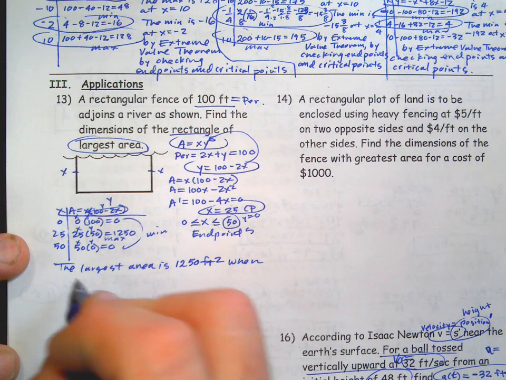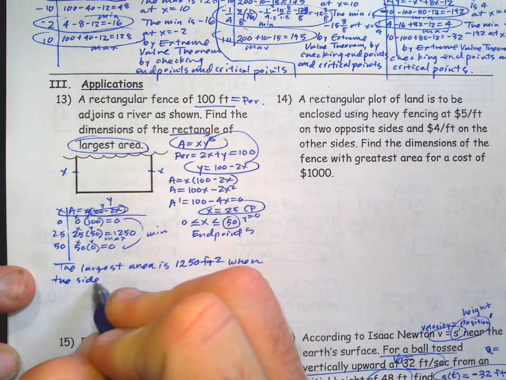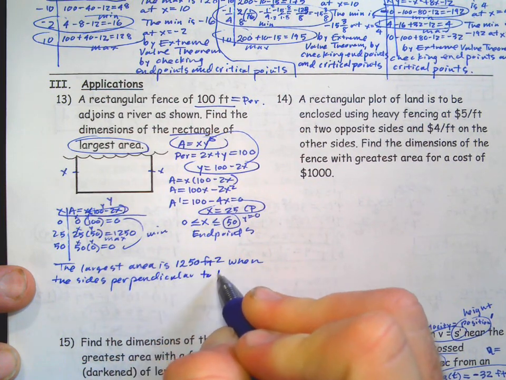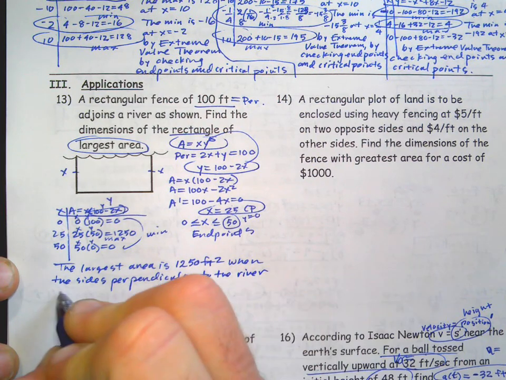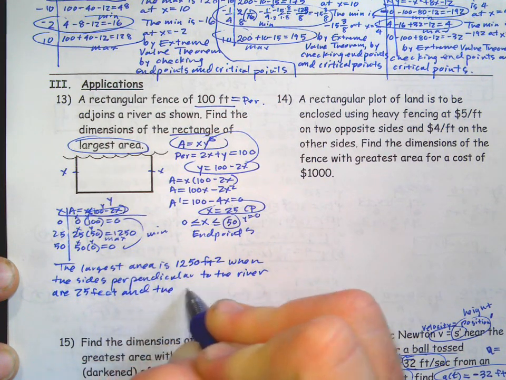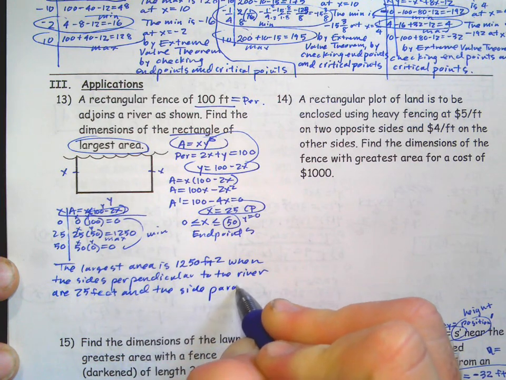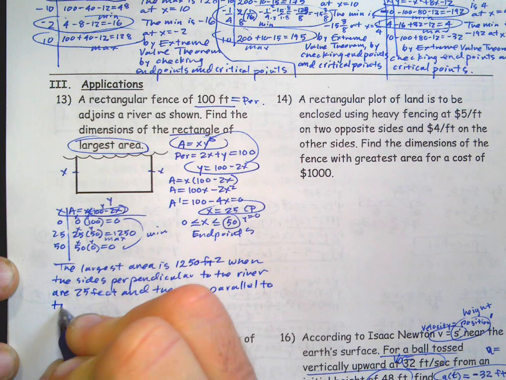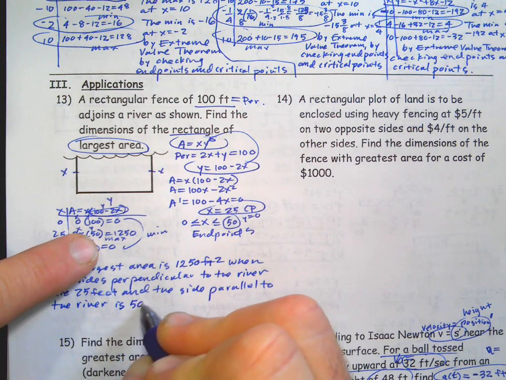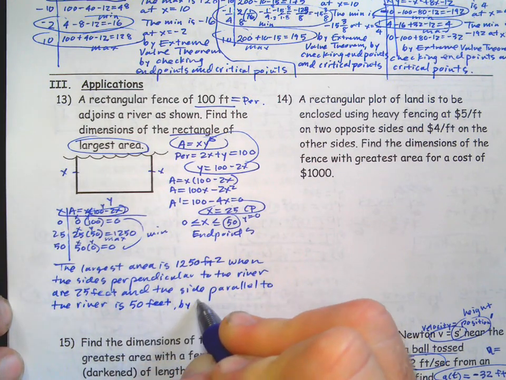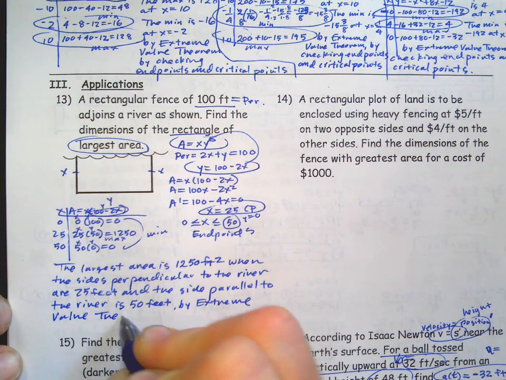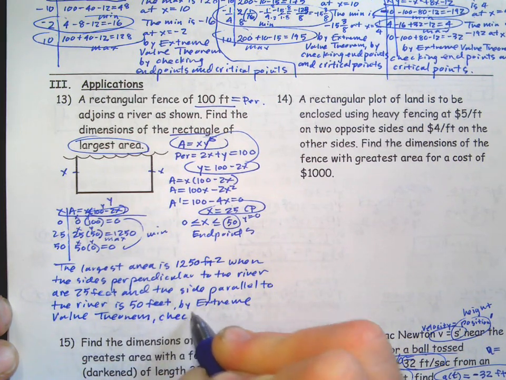So instead of saying x, I'm going to say when the sides perpendicular to the river are 25 feet and the side parallel to the river is 50 feet, by extreme value theorem, checking endpoints and critical points.